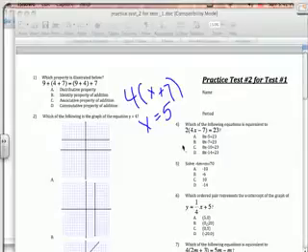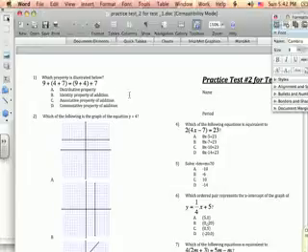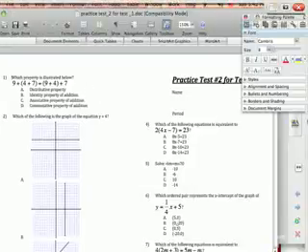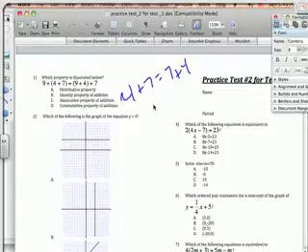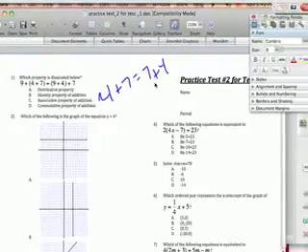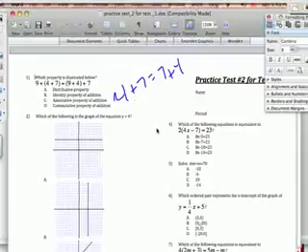Commutative is when it doesn't matter what the order is of your addition or your multiplication. So as an example, you would have 4 plus 7 equals 7 plus 4. You know what I mean? It doesn't matter if 4 comes first or 4 comes last, it's still addition.